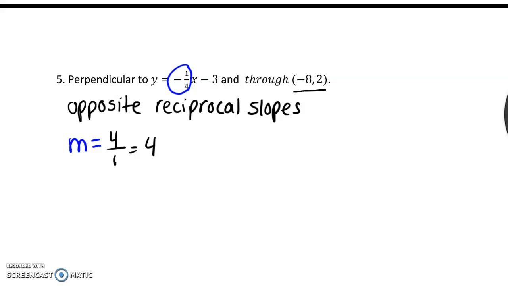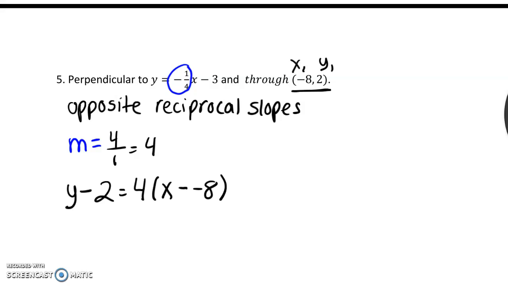And I have my point (-8, 2). So yet again, I'm going to plug it into point slope form. So I'm going to take y minus the y, which is 2, keeping in mind this is x1 and y1. So y minus 2 is equal to our slope, which we found to be 4, times x minus -8. So I'm going to add the opposite here. And then I have y minus 2 is equal to, and I'm going to distribute that 4. So I have 4x plus 32.